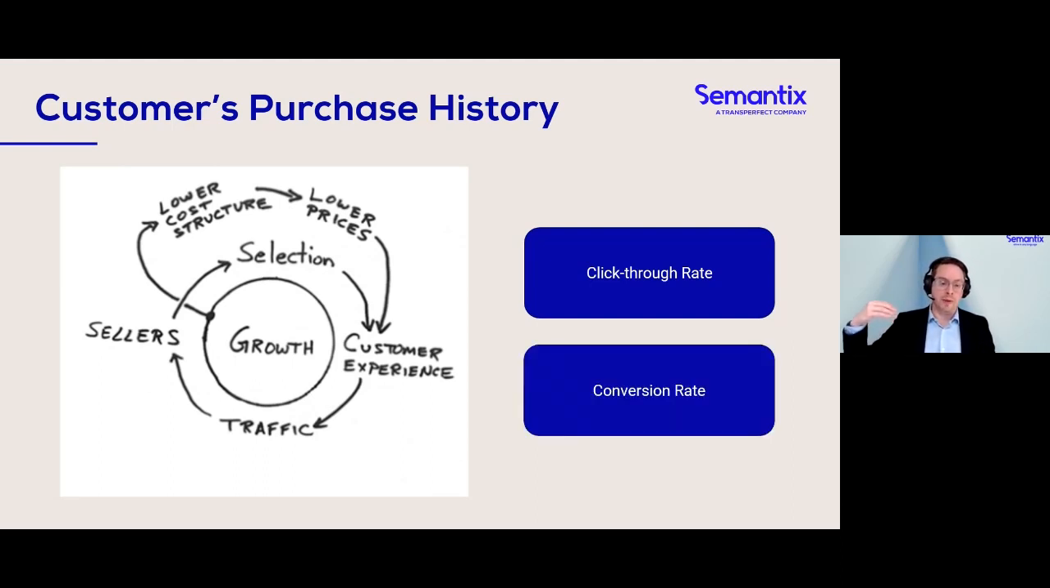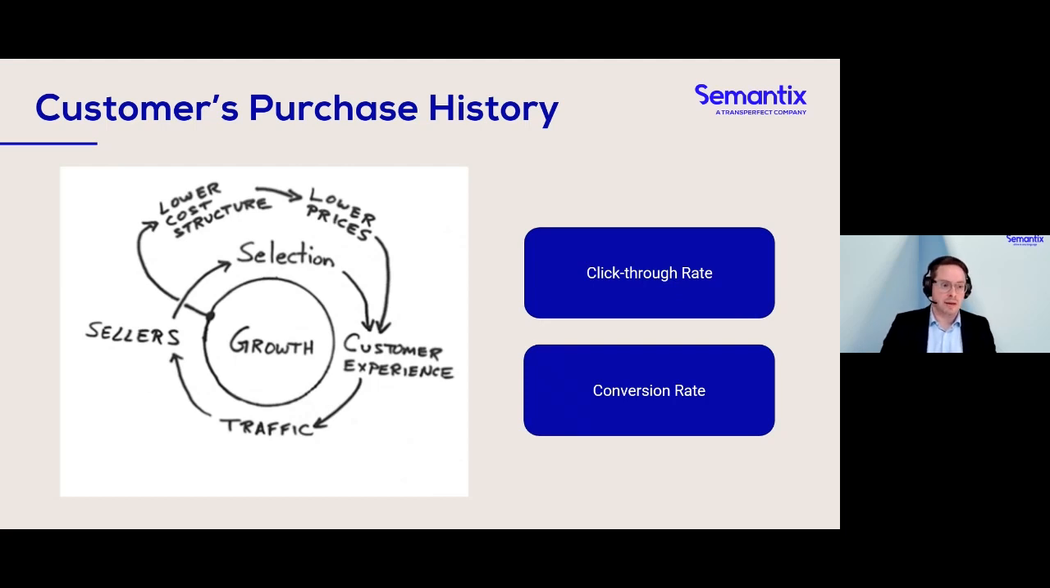So this is the number of people that have clicked into your product, and then the number of people who are buying, that percentage of buying after clicking. So this is really affecting the ranking as well because Amazon is trying to match, of course, customers with a product they're most likely going to buy.